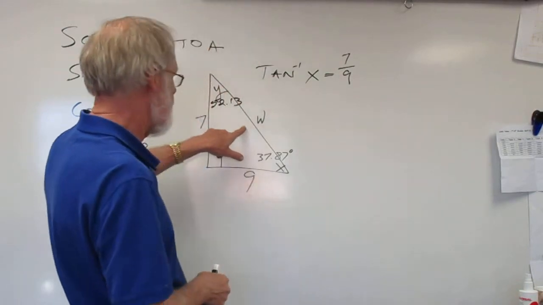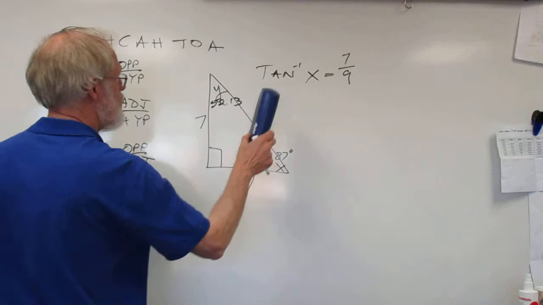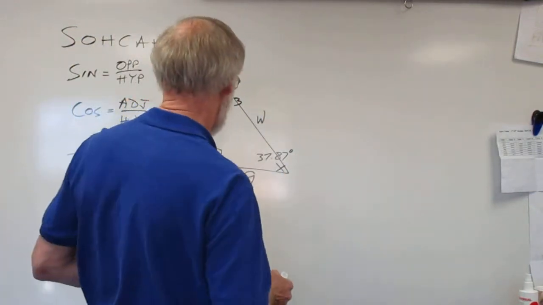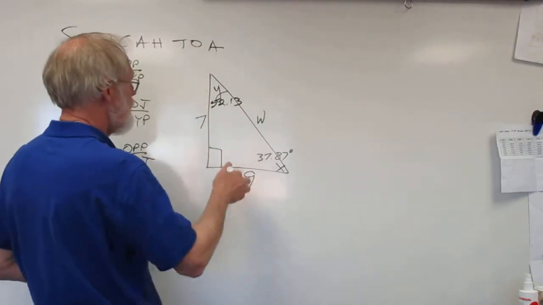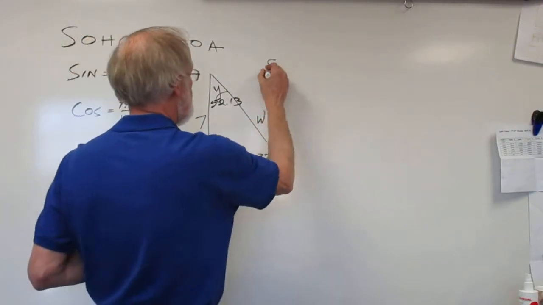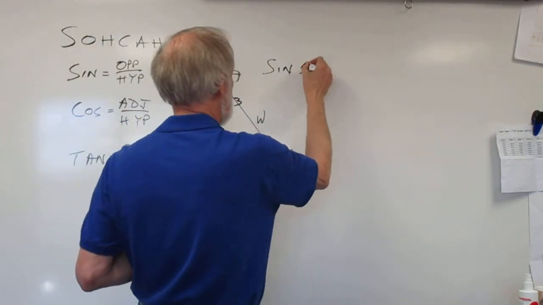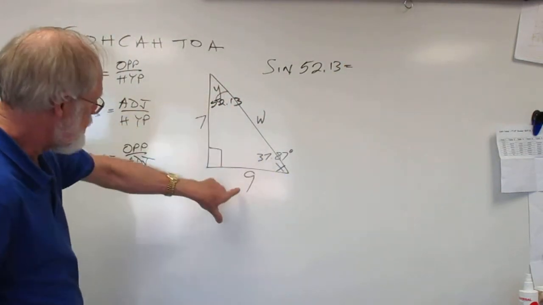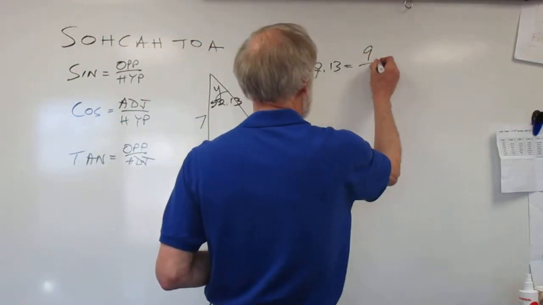Okay, now we need w. So now we can use either the sine or the cosine, or in fact, you could use the Pythagorean theorem if you wanted to. But since this is all about trig, we're going to use trig. So I'm going to say the sine of 52.13 is equal to 9 over w, opposite over hypotenuse.